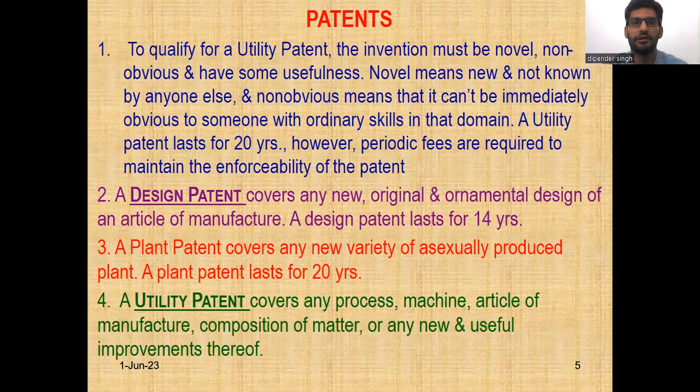A design patent covers any new, original, or ornamental design of an article of manufacture. A design patent lasts for 14 years. A plant patent covers any new variety of asexually produced plant. A plant patent lasts for 20 years. A utility patent covers any process, machine, article of manufacture, composition of matter, or new or useful improvements thereof.